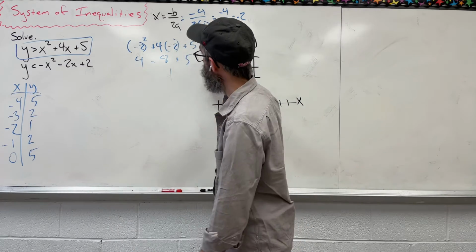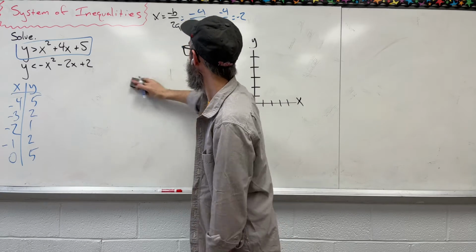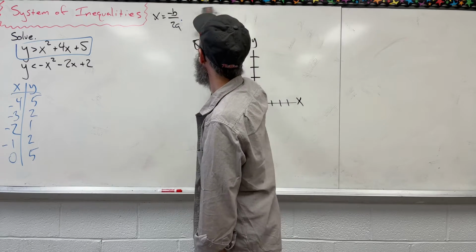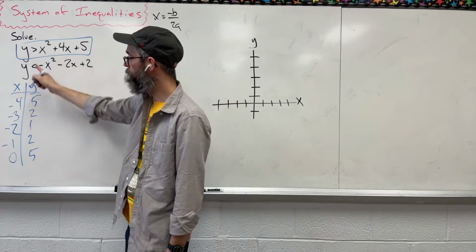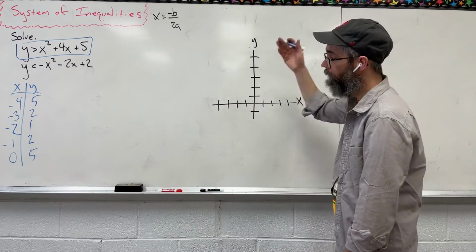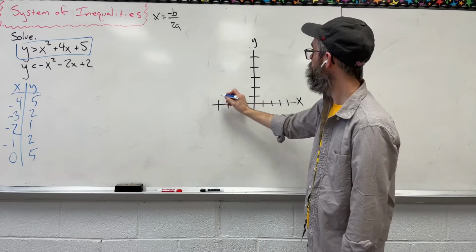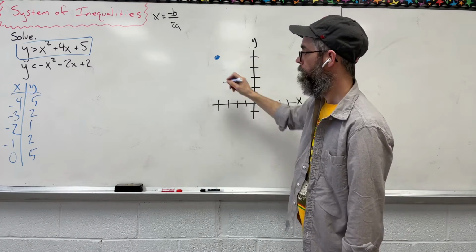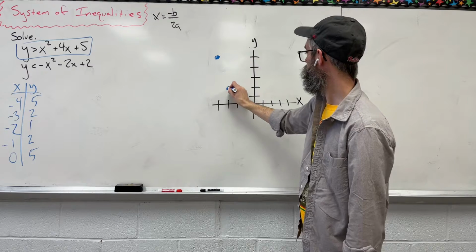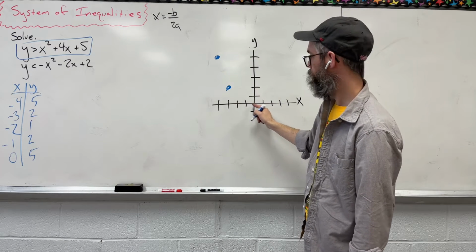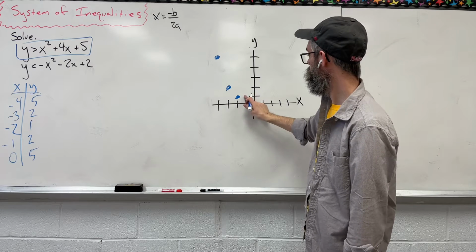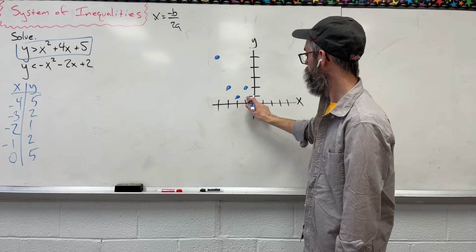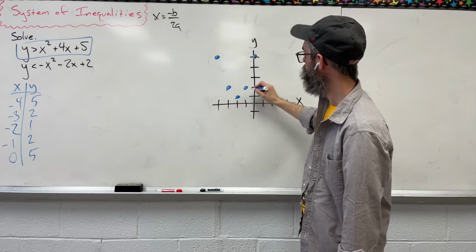Great. So let's try and graph this one first. We're going to have a dashed line. There's no equal sign. So plot the points, connect them with a dashed line. So we're going to go back 4, up 5. Back 3, up 2. Back 2, up 1. Back 1, up 2. And 0, 5.